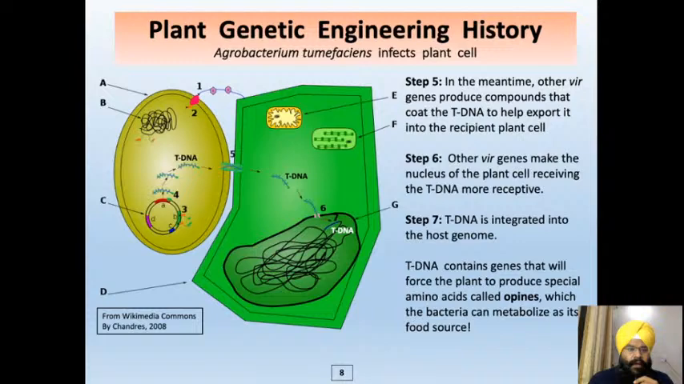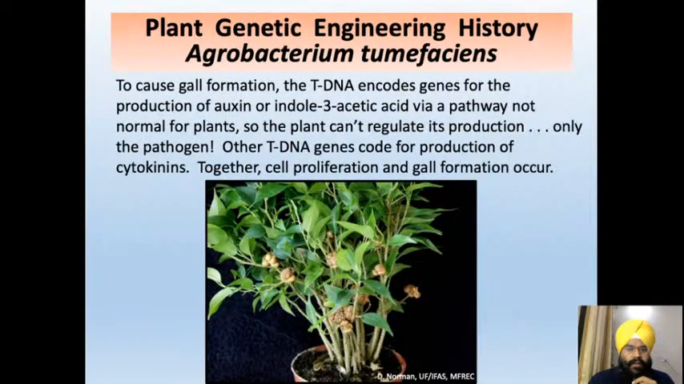In step 5, in the meantime, Vir genes produce compounds that coat the transfer DNA to help export it to the receptor plant cells. Then in step 6, they are being transferred. Vir genes make the nucleus of the plant receptive to the transfer DNA, and the transfer DNA is integrated into the host genome. The transfer DNA contains genes that force the plants to produce special amino acids called opines, which the bacteria can metabolize as a food source. So that is how the opine-generating Ti plasmid is transferred by Agrobacterium tumefaciens.